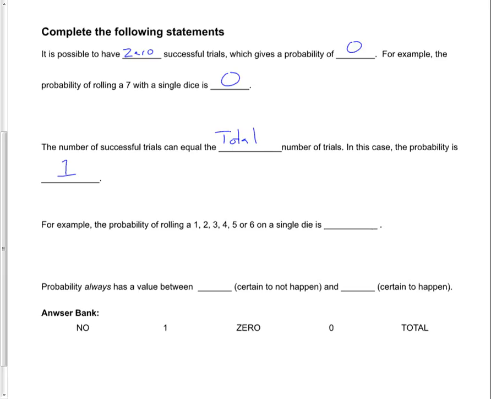So for example, the probability of rolling either a 1, 2, 3, 4, 5, or 6 on a single roll of a 6-sided dice is 1, because you're guaranteed to roll one of those numbers when you roll a 6-sided dice a single time. So if you're looking at it from a percentage or a decimal point of view, probability is always going to have a value between 0, certain absolutely that it's never going to happen, and 1, so either 1.0 as a decimal or 100%, that it's certain absolutely to happen. It will occur.